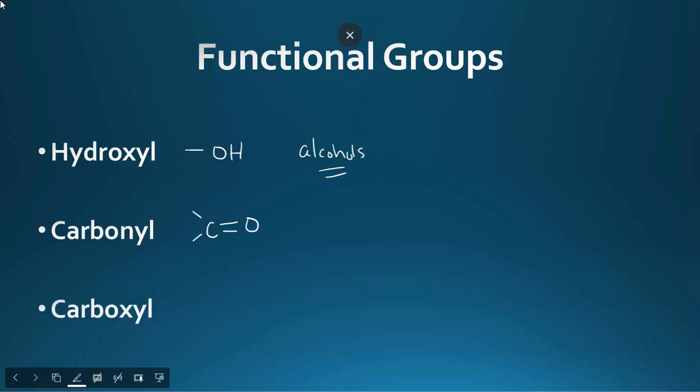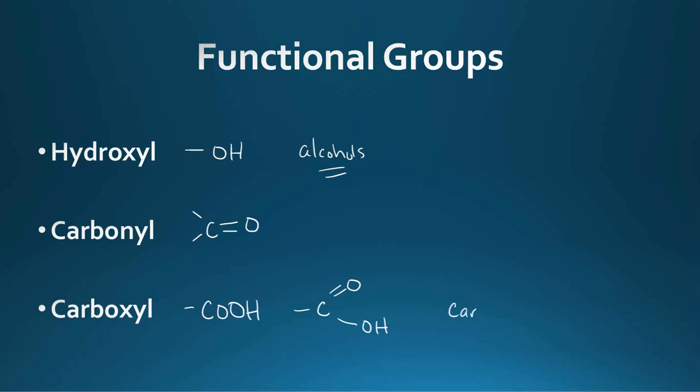Carboxyl groups we're going to see frequently because these are associated with carboxylic acids. And a carboxyl group is a carbon, two oxygens, and a hydrogen. Okay. And if you see this in an organic compound, it would be a carbon double bonded to an oxygen and then single bonded to a hydroxyl group. Okay, so this is a carboxyl group, and these are associated with molecules called carboxylic acids.